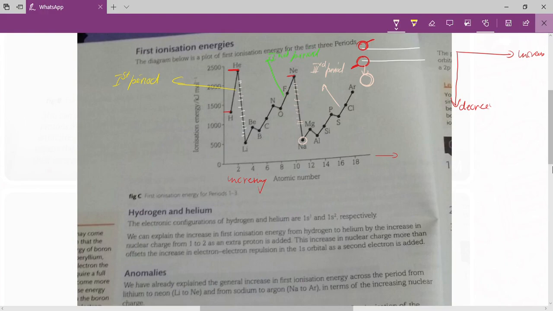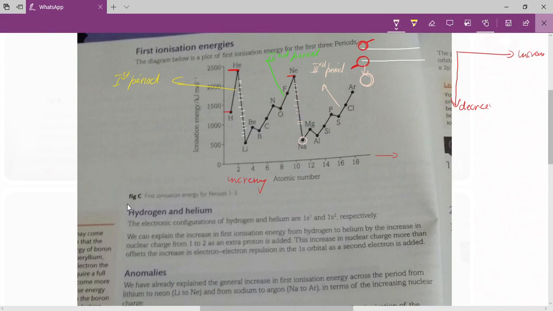And when it reaches sodium, it starts the third period, and then again it increases along the period. That is from left to right. Clear?